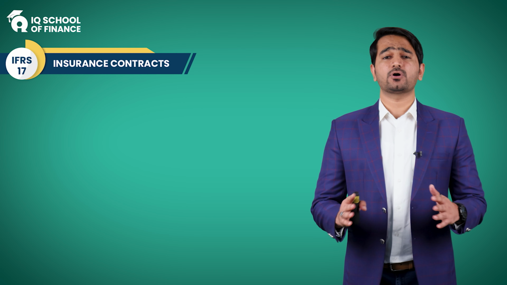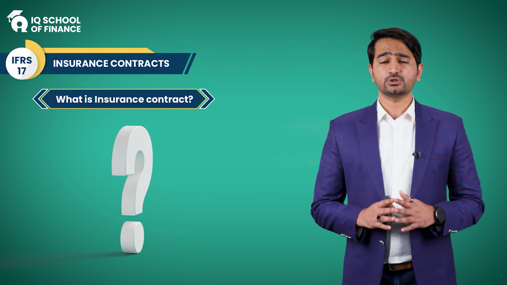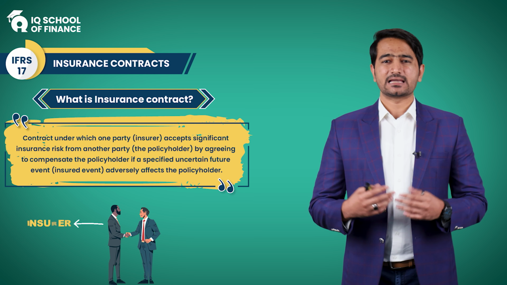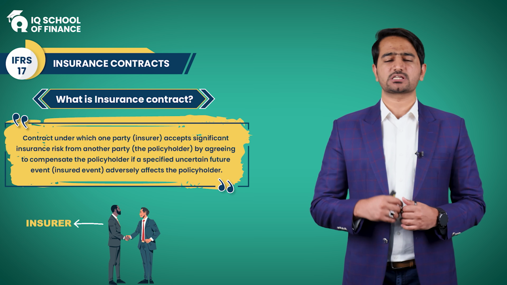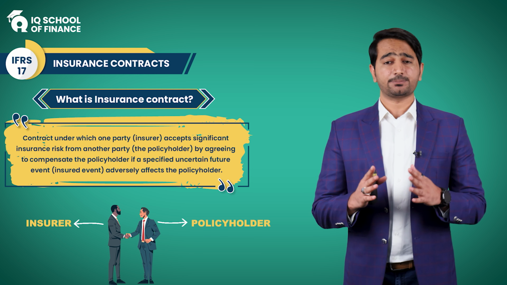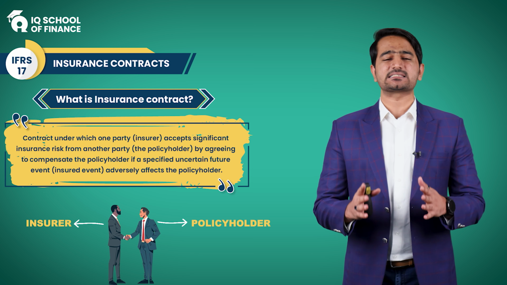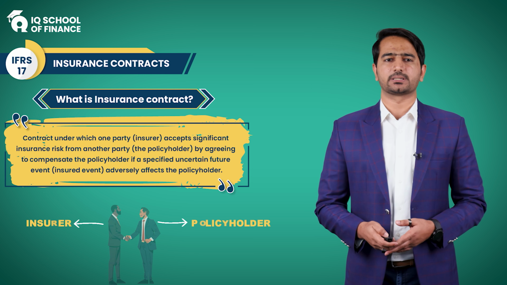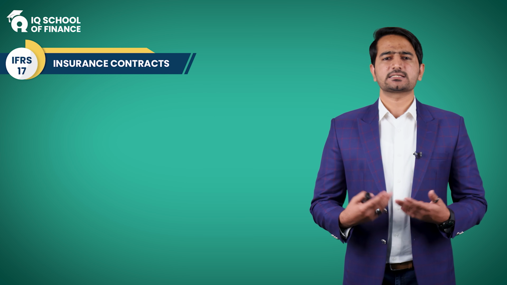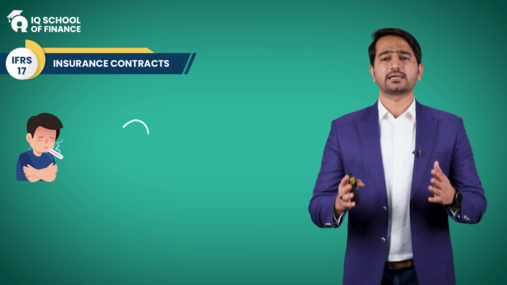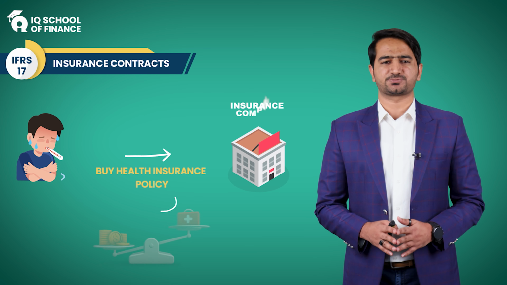Now let's understand what an insurance contract is. According to the official definition, it is a contract under which one party, that is the insurer, accepts significant insurance risk from another party, that is the policyholder, by agreeing to compensate the policyholder if a specific uncertain future event, or insured event, adversely affects the policyholder. For example, consider the significant insurance risk to be a health emergency and a person buys a health insurance policy to cover the medical expenses.